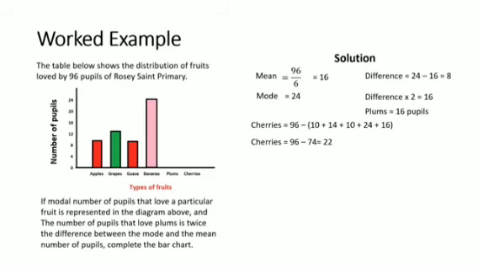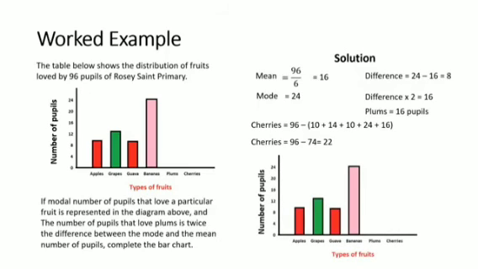Now that we have the number of pupils who love plums and the number of pupils who love cherries, we can use the same bar graph like this and draw in the bars that represent plums and cherries. Keep in mind that in a bar graph, all the bars must be of the same width. So the number representing plums, we draw a bar going up to 16 like this, and the number representing cherries, we draw a bar representing 22 like this. This completes our problem.